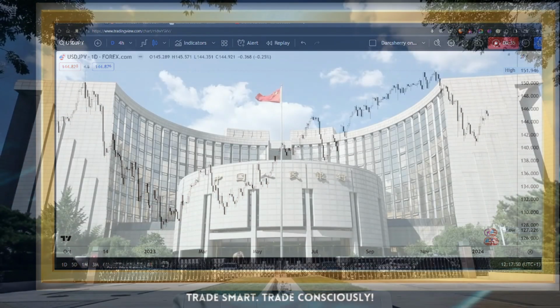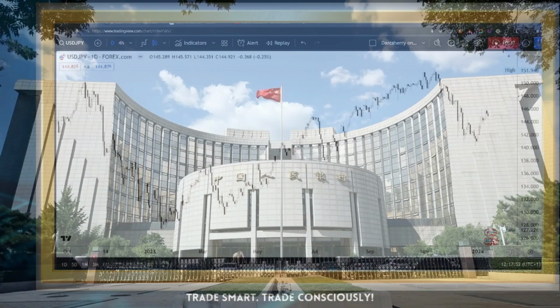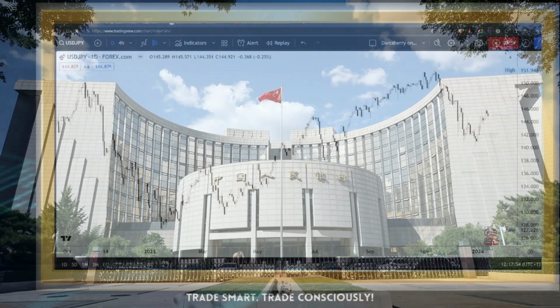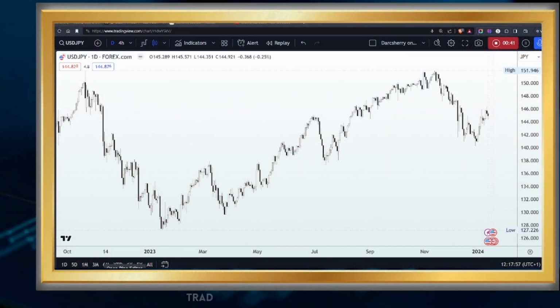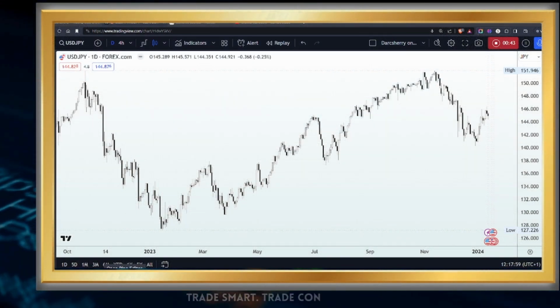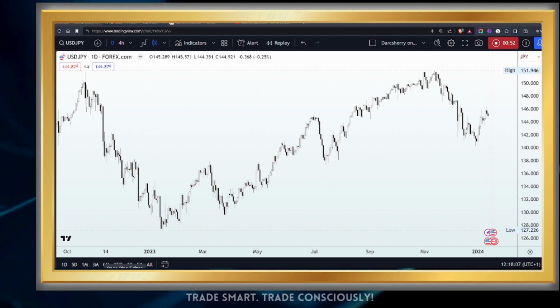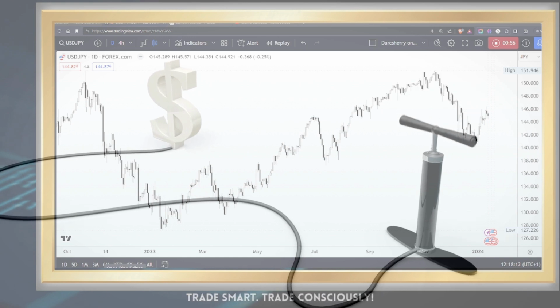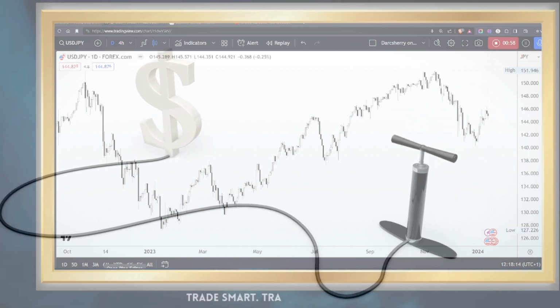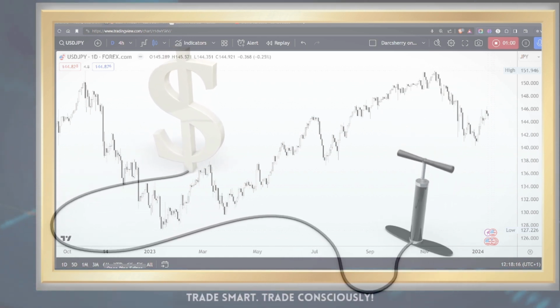Fundamentally, or should I say economically, the expectations of the Bank of Japan maintaining its ultra-dovish policy stance might limit any upside potential for the Japanese yen. Meanwhile, reduced bets on a more aggressive Fed easing following US inflation data could support the US dollar, potentially pushing the USDJPY pair to new highs.